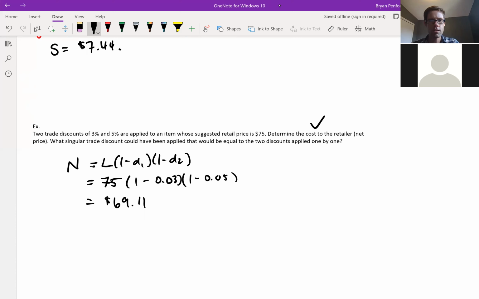So check, we have calculated the cost to the retailer. Now the follow-up question is, most of the time in real life, I want to make this more efficient on the back end. So I don't really want to give two discounts one after another and try to explain how that works to business owners. Typically what we're going to do is combine these two discounts into a singular discount and then give our business owners that singular trade discount. So what trade discount could we give to our businesses that would be equal to our 3% and 5% discounts?